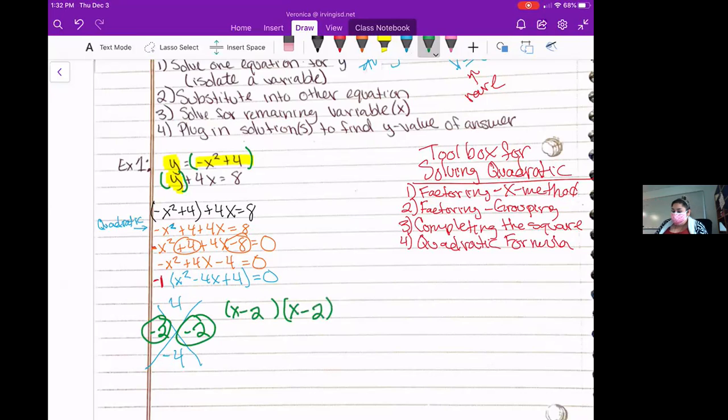You should also notice that this is actually a perfect square, by the way, right? Do you remember what perfect squares are? Perfect squares is when you have the exact same thing on each side, right?